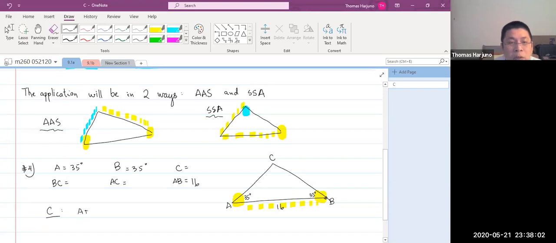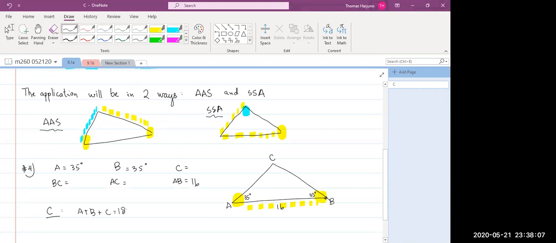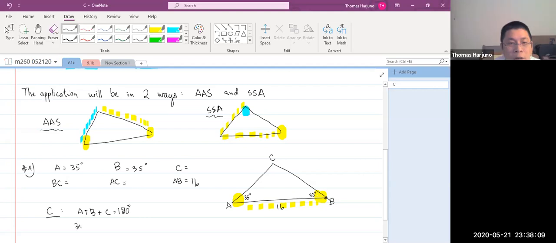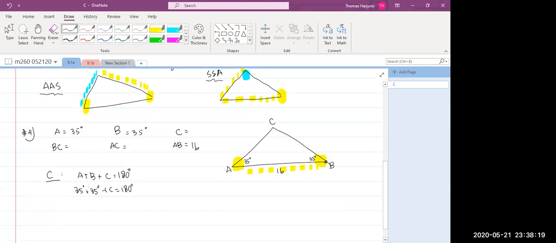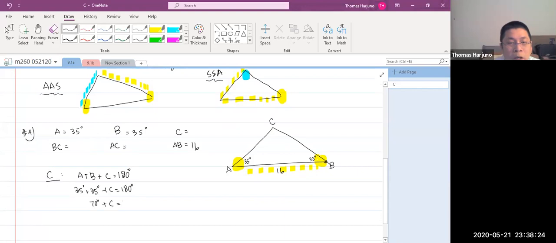A plus B plus C should be 180. Okay, so 35 degrees plus 35 degrees plus C equals 180 degrees, right? So 70 degrees plus C equals 180 degrees. So C is 110 degrees. Is it okay? And then, let me put it there.